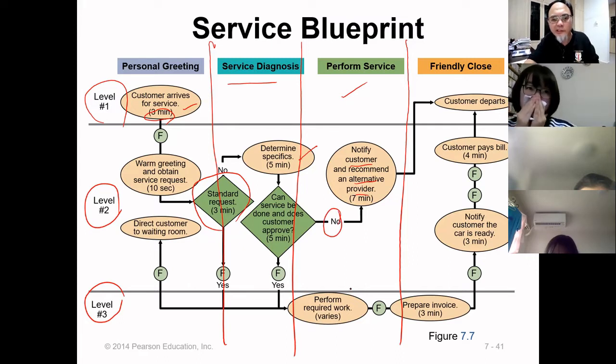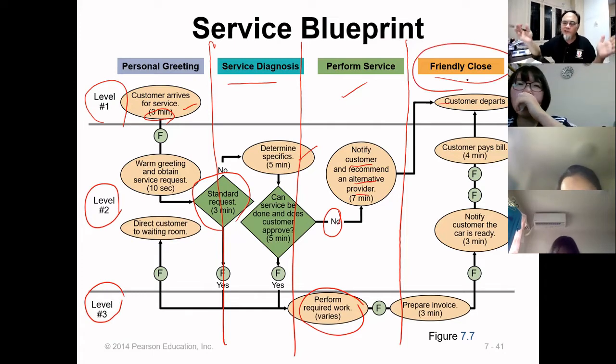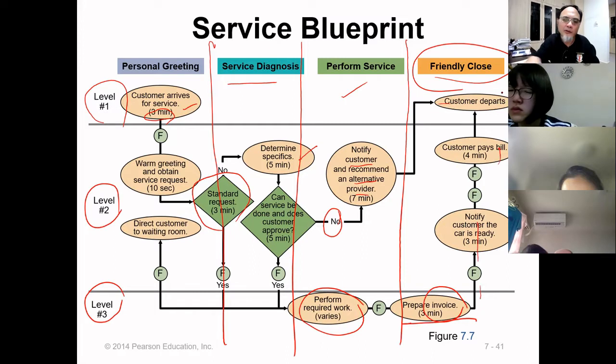If it's yes, perform it. So there are two routes. If they cannot do it, then the customer will depart. But you have to have a friendly close. I mean you greet. In Japan this is very, very good. You go to a department store, the depato, they greet you. So this is very clear in Japan. Okay, prepare invoice, pay and go out.